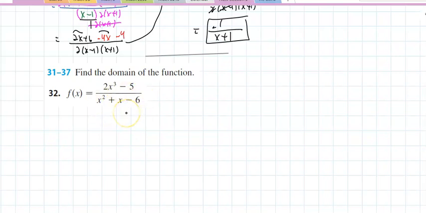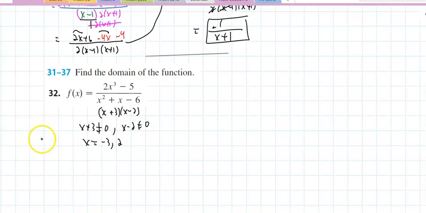Domain is going to come up in the same type of functions: rational, polynomials every now and then, radicals, and trig. If I see a fraction, I take the denominator and figure out where it equals 0, because that's the only exception. That's x plus 3 times x minus 2. So I know that x plus 3 should never equal 0, and x minus 2 should never equal 0. X should never equal negative 3 or 2.